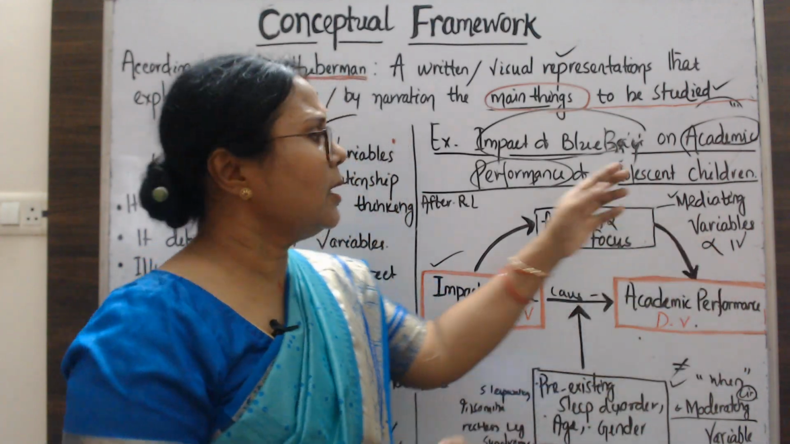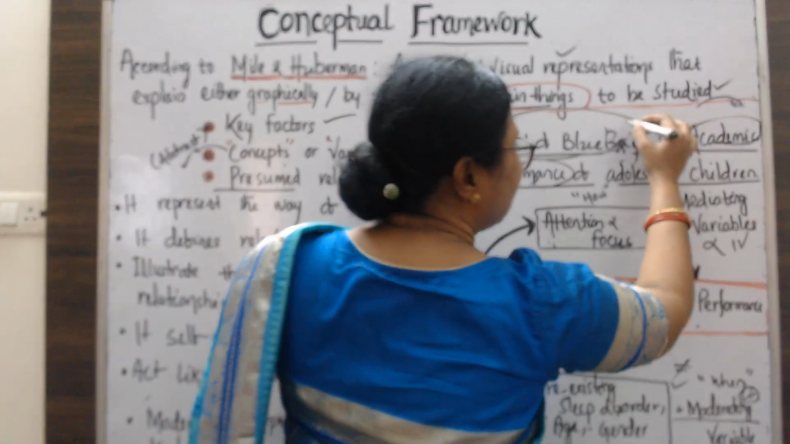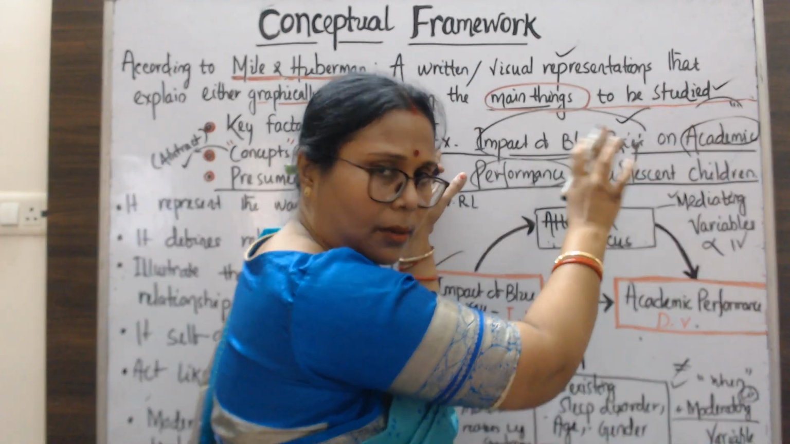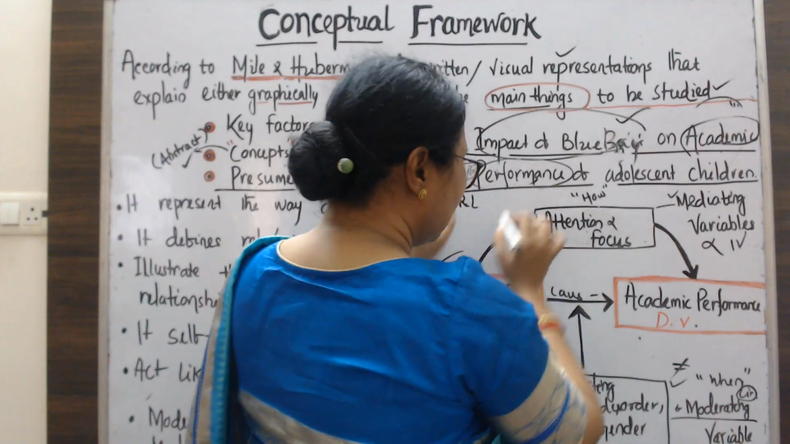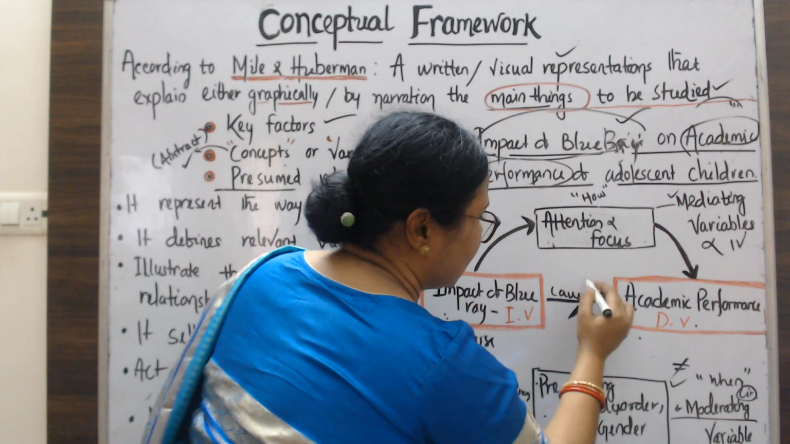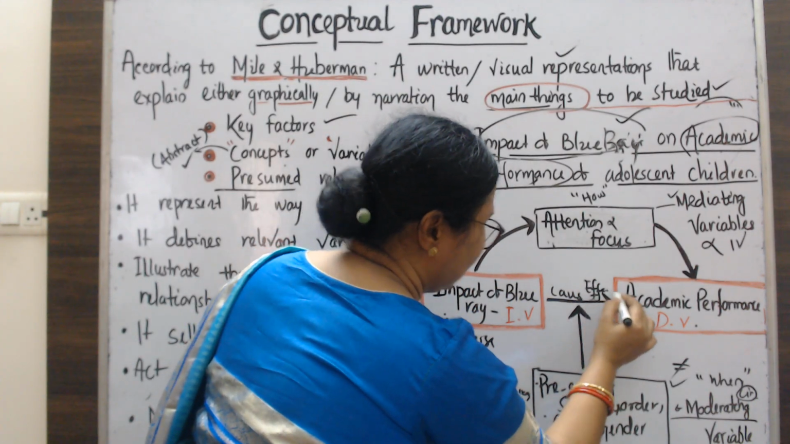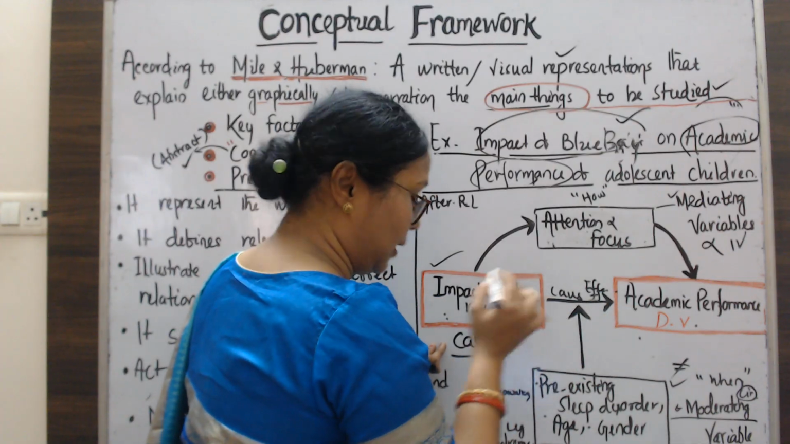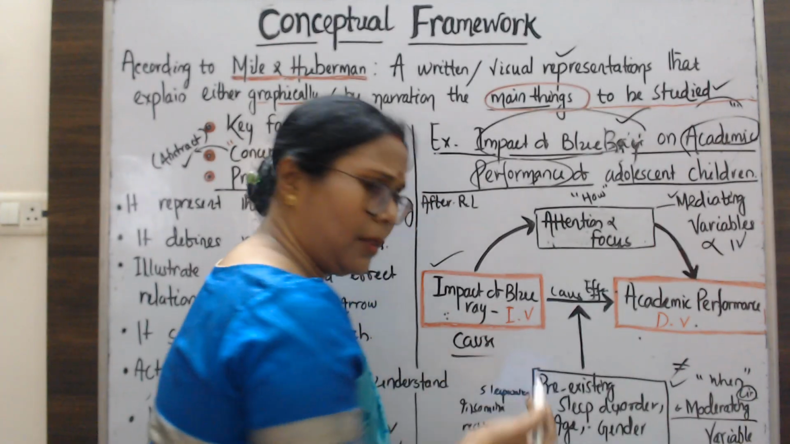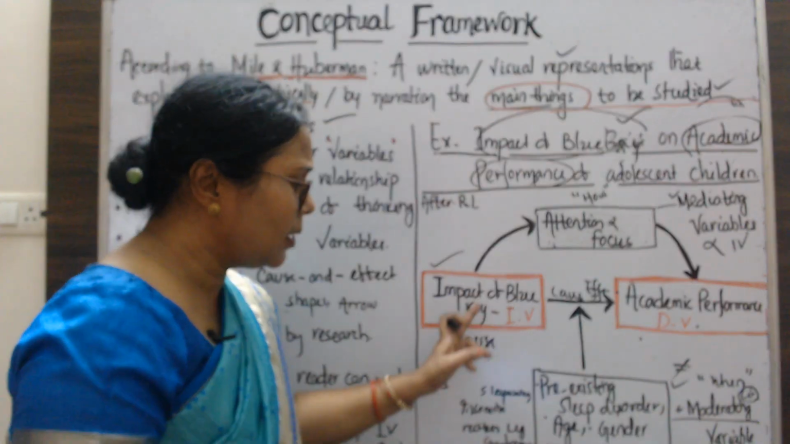And so in this research problem we are getting two variables, two concepts. One is the impact of Blu-ray, another is the academic performance. You want to put them in a cause and effect relationship. We want to present them in a cause and effect, so we put an arrow that explains the cause and effect relationship. So impact of Blu-ray is the independent variable because it is the cause.